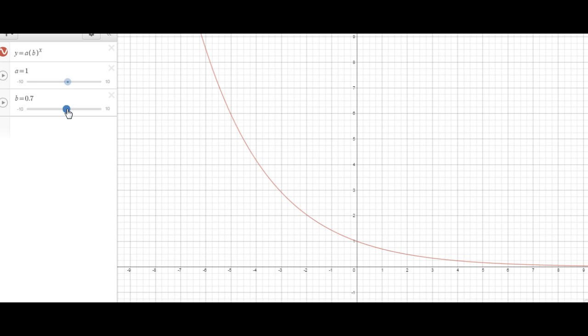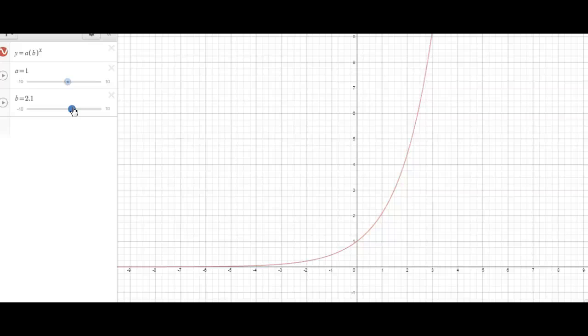And we saw that. So when b is greater than 1, we have a growth function, right? So as the x values get larger, the y values get larger. We're going to describe an exponential function. It's going to go from quadrant 2 to quadrant 1, and it's going to be increasing, right? So as we move from left to right, we go quadrant 2 to quadrant 1, and we're increasing.